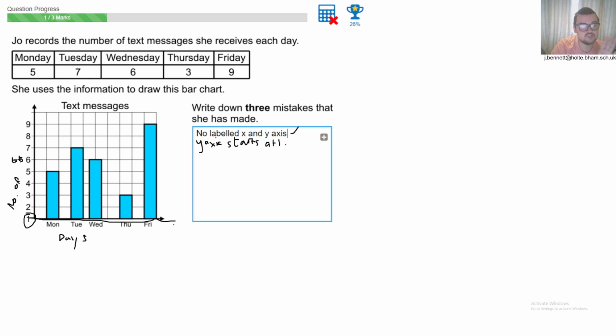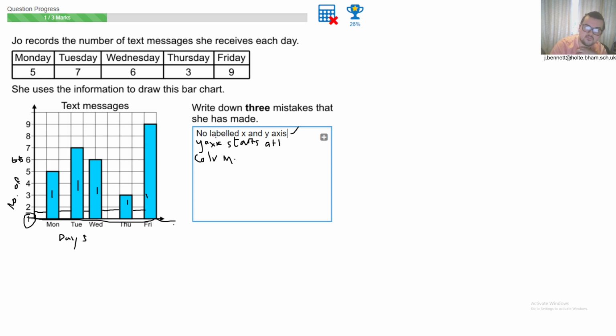Should start at 0. You can put that as well, but the y-axis starts at 1. That is the other mistake. And the last mistake, which I think is pretty obvious: when you look at these columns, there's a bar, then Monday, and a bar, and Tuesday. Here, there's half a bar, Wednesday, and then 1.5 columns, then Thursday, then a whole column on Friday. The columns, this column, this column, this column, this column, this column, are not evenly distributed.